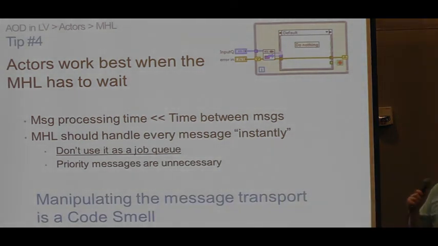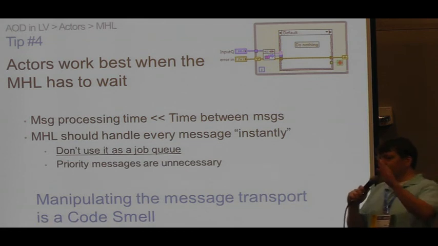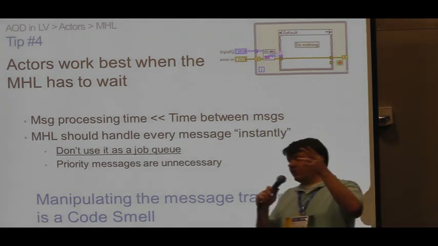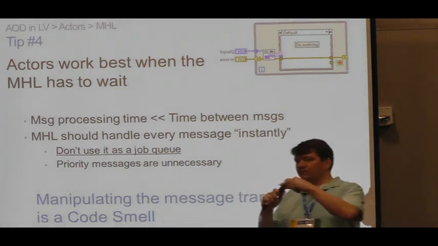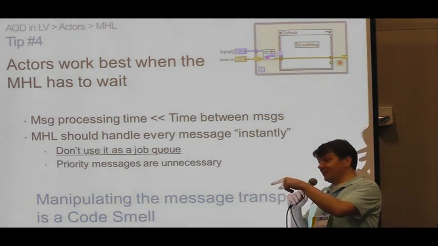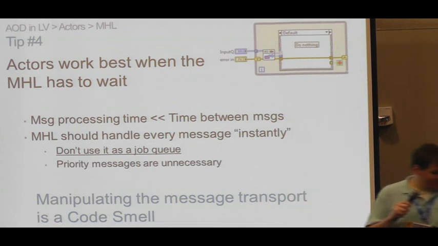Quick question? Yeah. If you got something, for example, a hardware resource that might take some time to communicate with, would you put that in a helper loop, or would you have it deal with that in the MHL? Okay, so the question was, if I have some hardware I'm interacting with, would I put it in a helper loop or in an MHL? The answer is, it depends. If you want to talk about it more later, I'd be happy to.